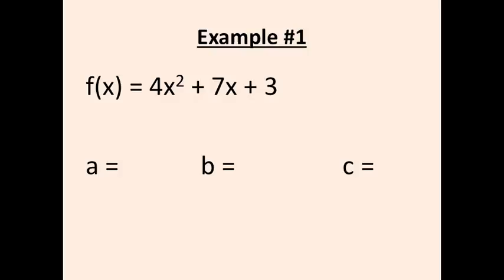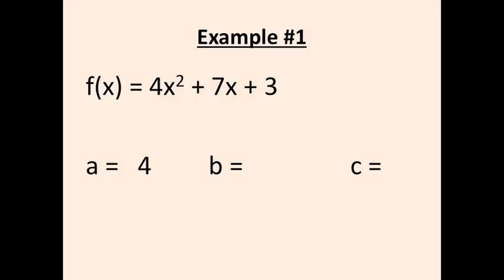In order to apply this to an example problem, we just have to look at the problem and compare the numbers that are in the positions of a, b, and c respectively. Now, we know that a is the number in front of x squared because our formula starts with ax squared. So in this problem, since it says 4x squared, a is going to equal 4.